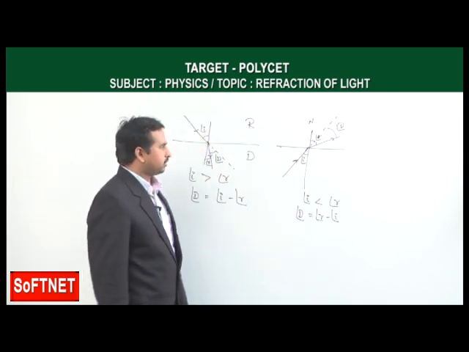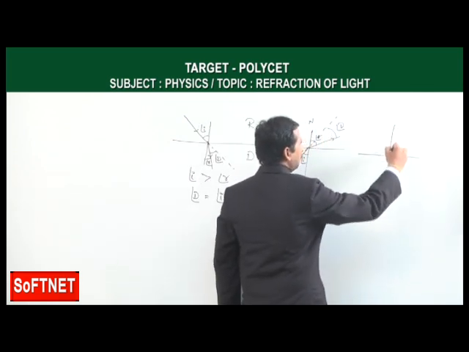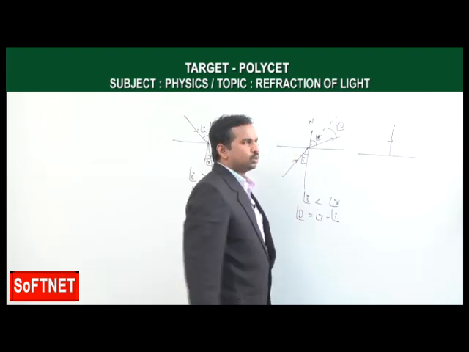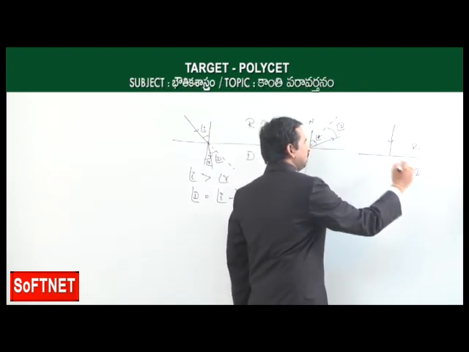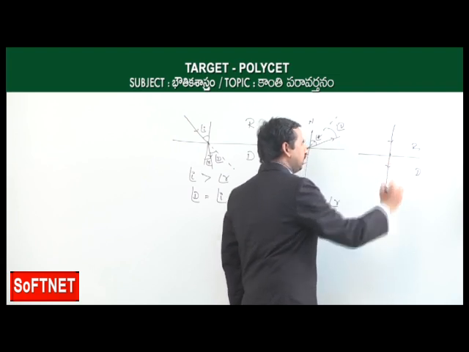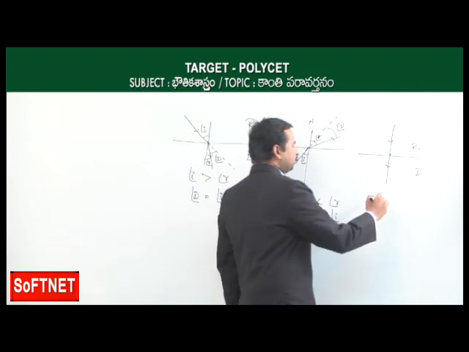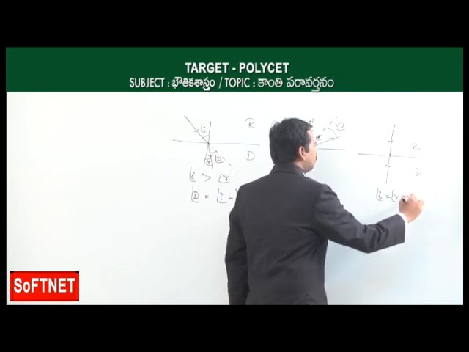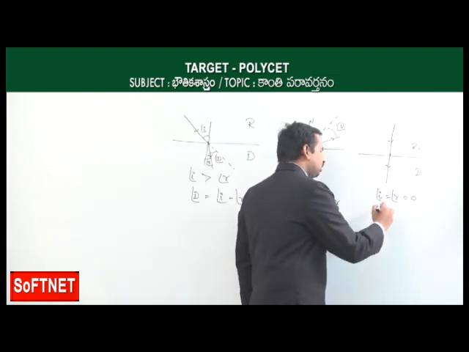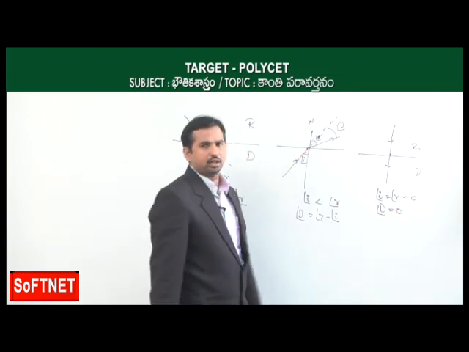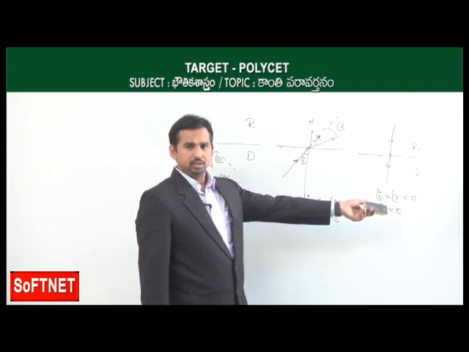Now the next case: if the light ray is passing through the normal like this. Once the light ray passes through the normal, you can take rarer to denser or denser to rarer, and the light ray continues its path without any deviation. Means in this case, the angle of incidence is equal to the angle of refraction, and both are equal to 0. And not only that, if you take the angle of deviation, there is no deviation, which means the light ray continues its path without any deviation. That's why the angle of deviation becomes 0.